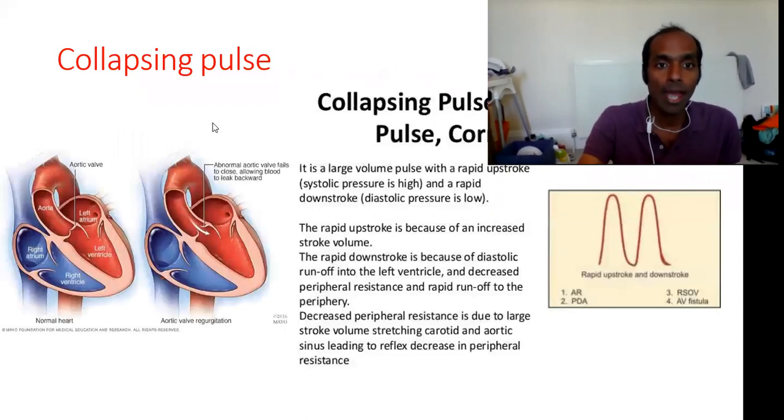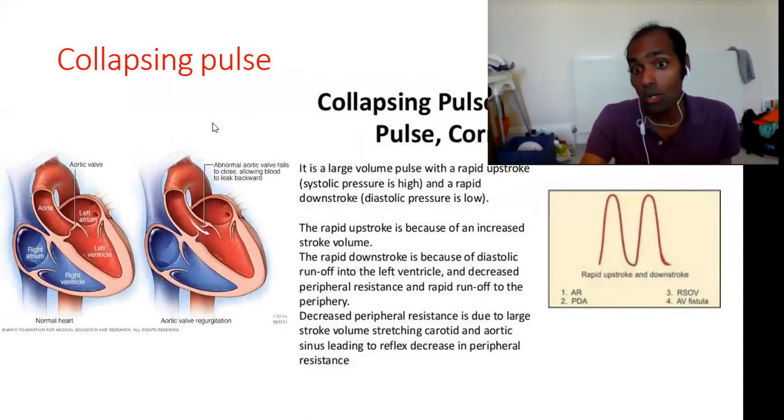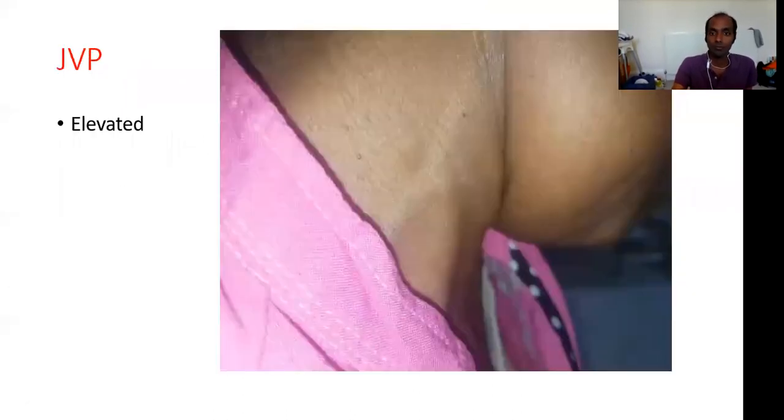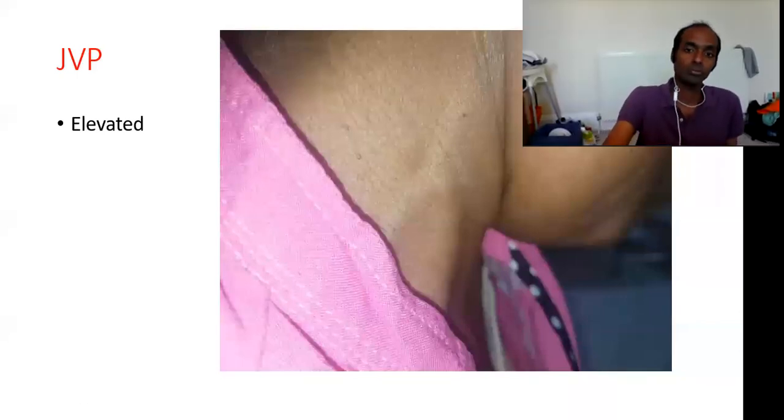Okay, I have given you some notes about a collapsing pulse, so please read that. Okay, so that's about the arterial pulse. Then you have the jugular venous pulse. Just know how to identify an elevated JVP.